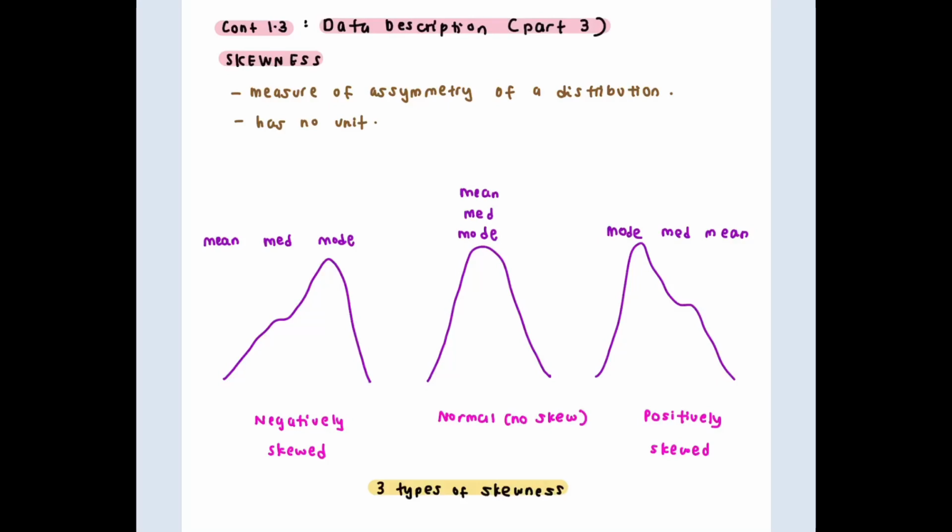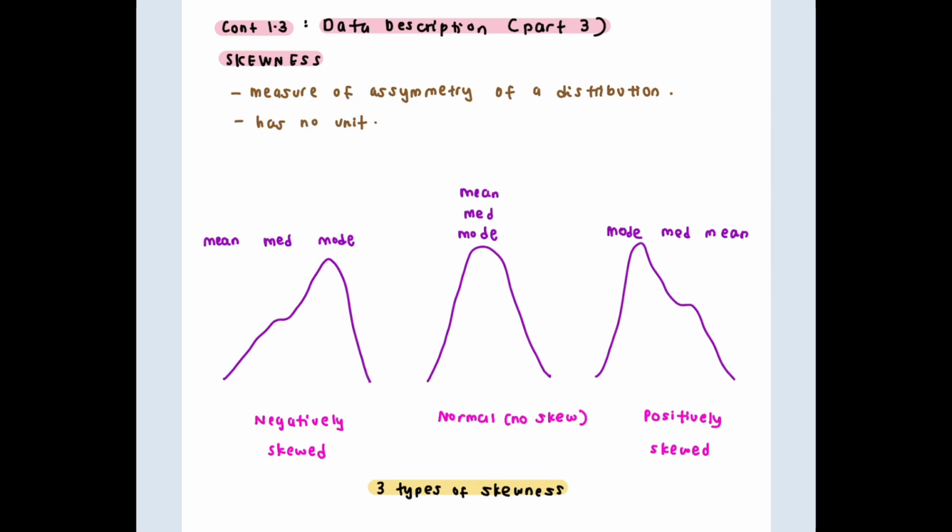Bismillahirrahmanirrahim. For the last part in chapter 1, which is the last subtopic, we are having the skewness calculation. So what is skewness? It is the measure of asymmetry of a distribution. You want to know whether your distribution is more towards your left side, towards your right side, or symmetry. And then the skewness has no unit.